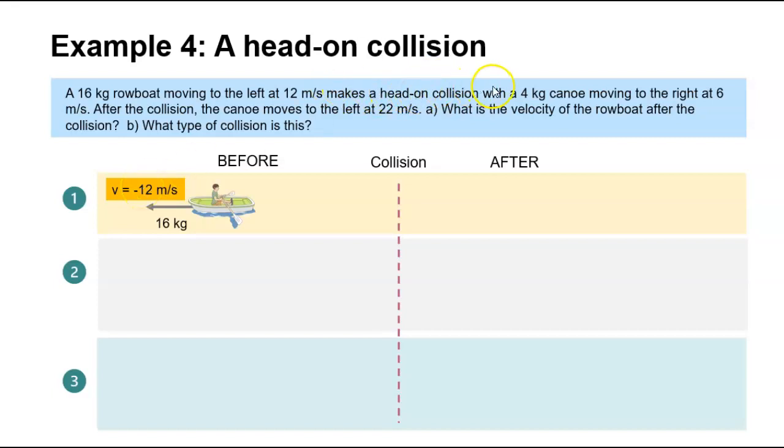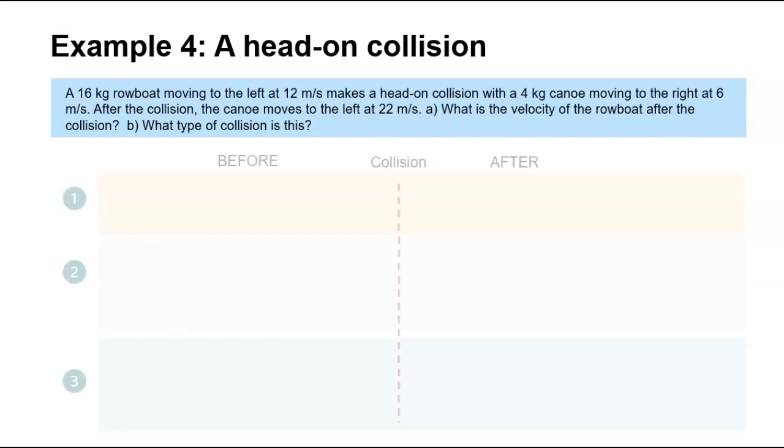Makes a head-on collision with a 4 kilogram canoe moving to the right at 6. So in terms of my words and what I drew, everything looks good. But look at your picture. If the boat's going this way and the canoe's going this way, do they ever look like they're going to collide? No. So that means that my picture's bad. So I did not draw the correct picture, so I'm going to erase this and we're going to start over.